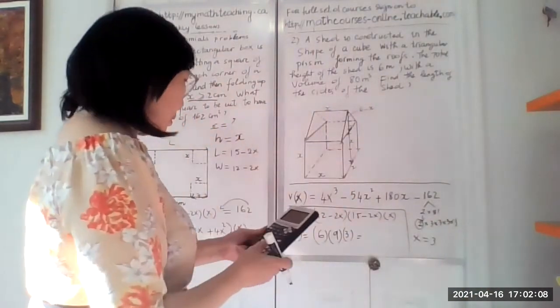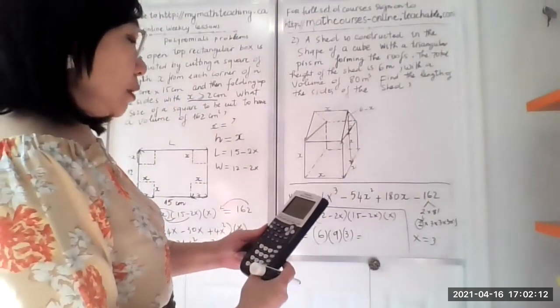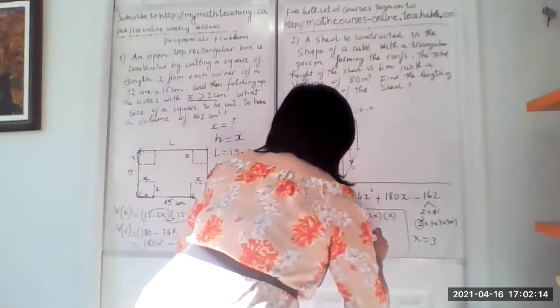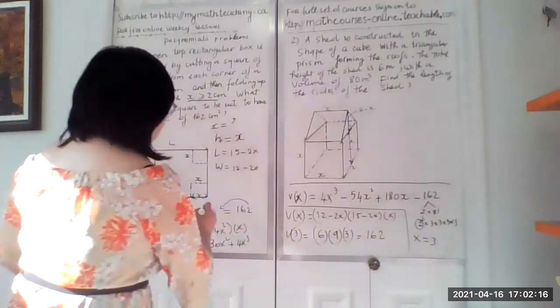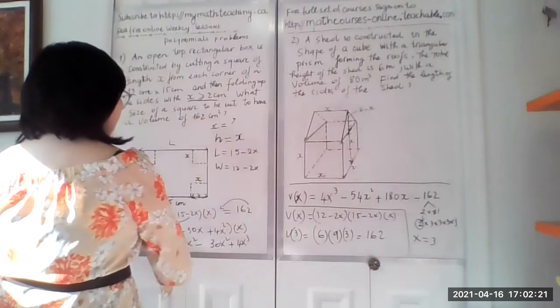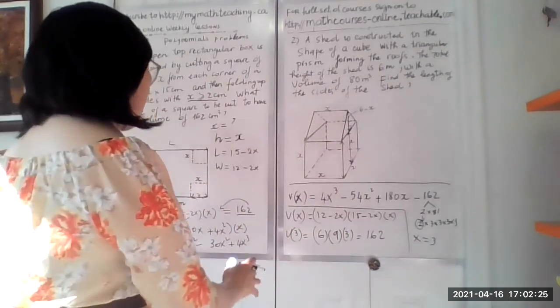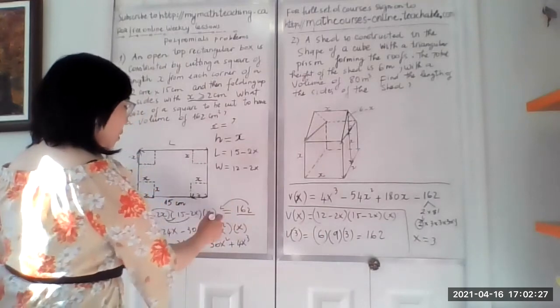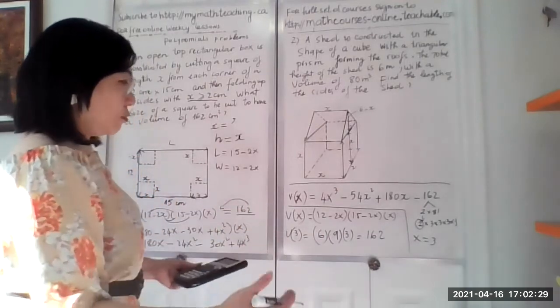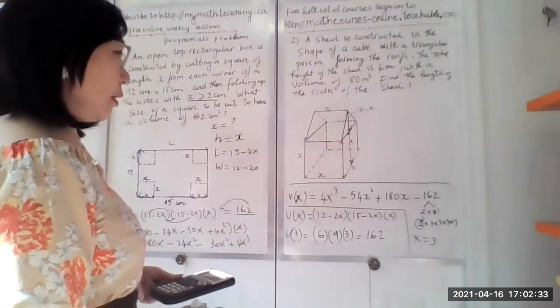If we cheat like this, we have 6 times 9 times 3, which is 162. So now we know that if we put x equal to 3 in here, the left side equals 162, the right side equals 162. Basically, if we move it over, 162 minus 162 equals 0. So yes, x equal 3 is working.